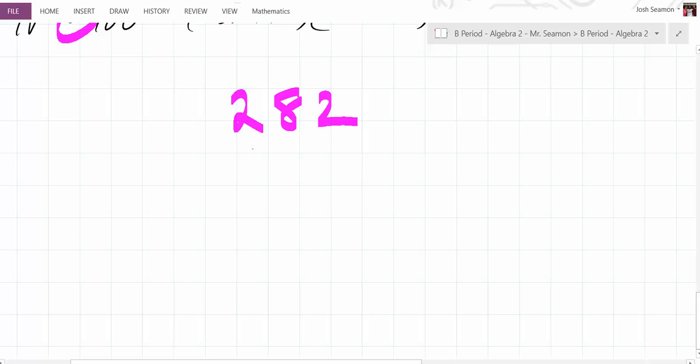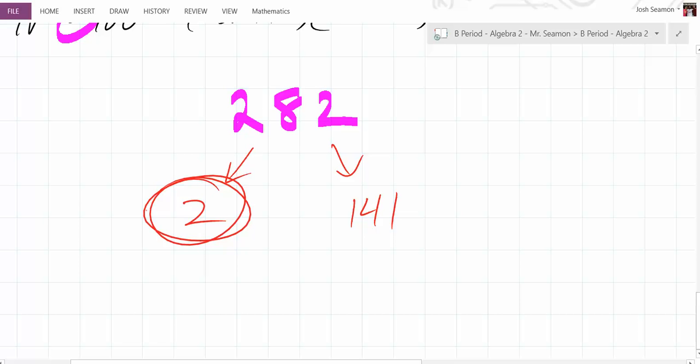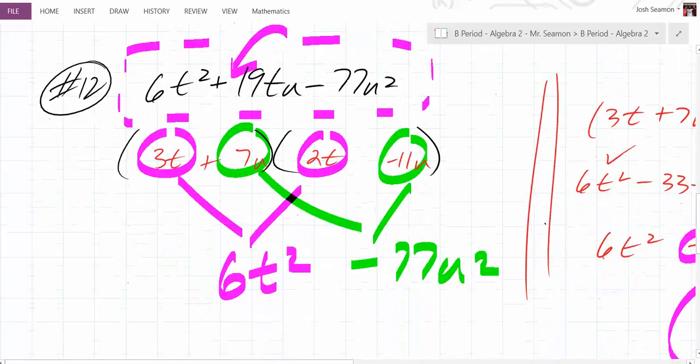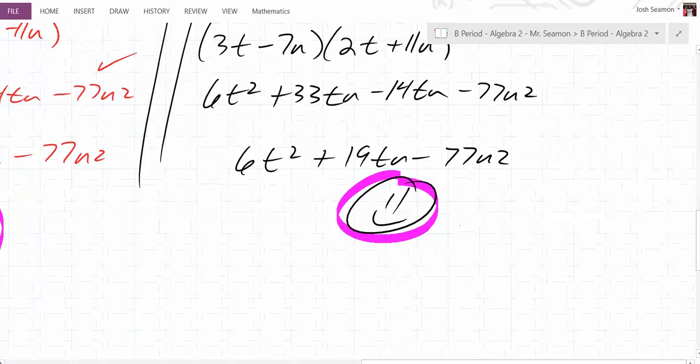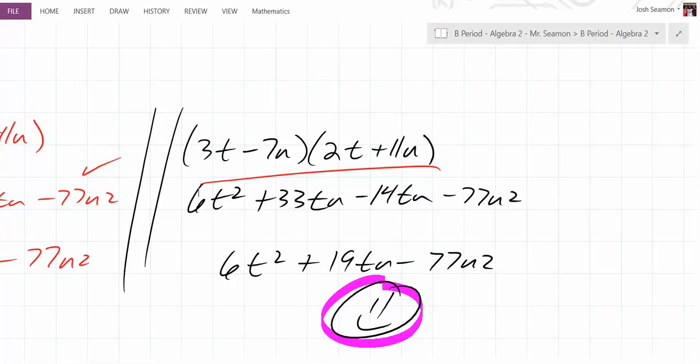Take 282, right? What can you pull out first? Let's say 2 and then 141, right? Can you go any further with 2? No, so you stop. It's the same thing here. You can't go any further than this. There's nowhere else to go. You have a prime factor. There's nothing to pull out. The greatest common factor is 1. If the GCF is 1, sometimes it's hard to see that. It just takes more practice.